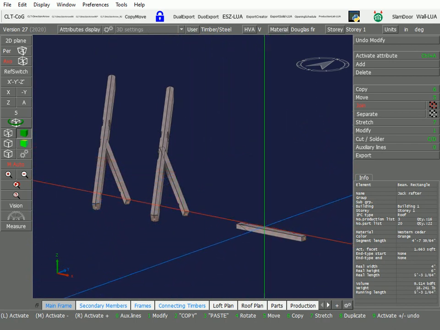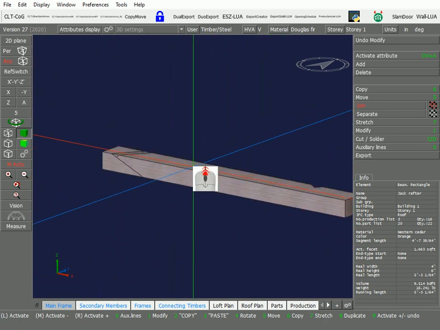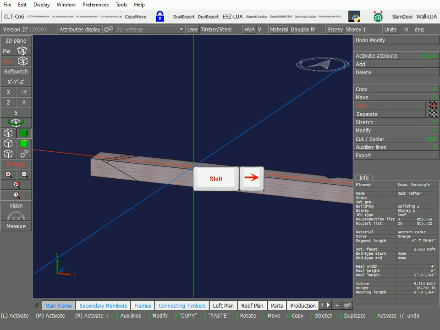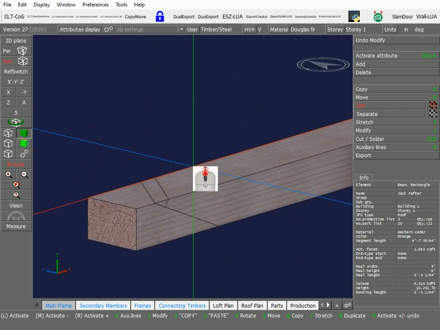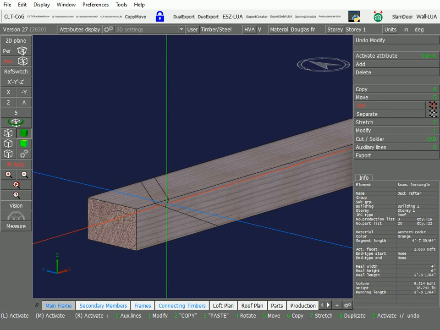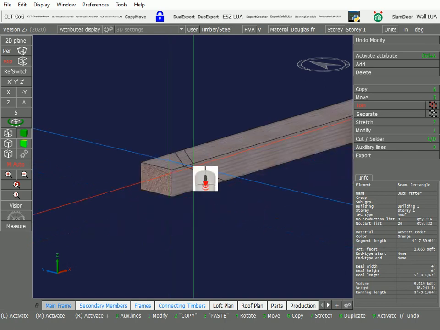I've taken the jackrafter and laid it down as you would have on your sawhorses to make it easier to see what we're doing here. This angle right here is the clip angle, and you need that when you actually house your jackrafter into a hip, but we will not get into that today.